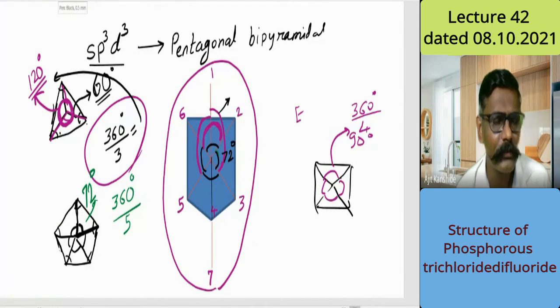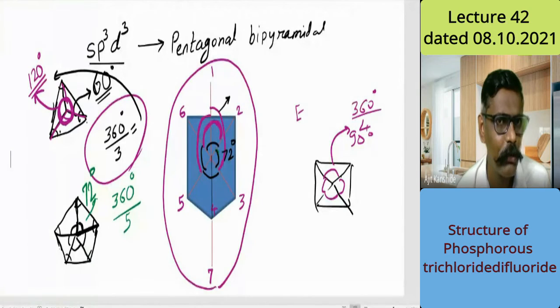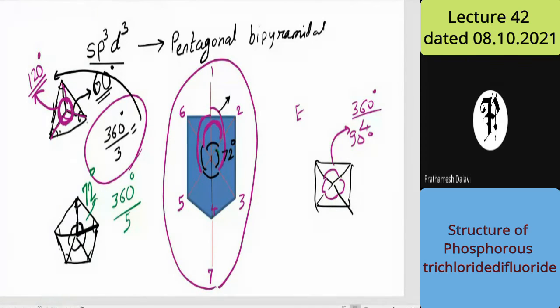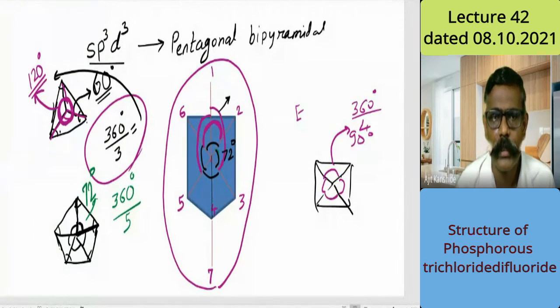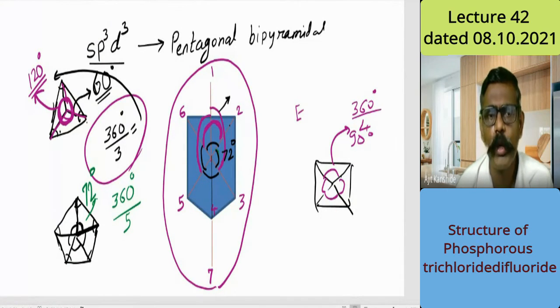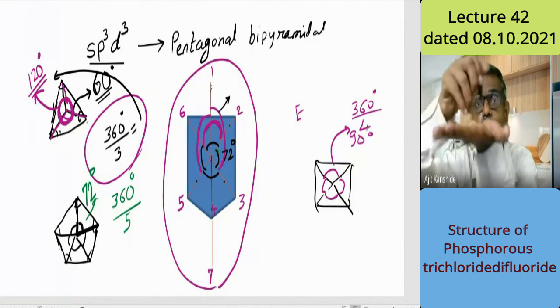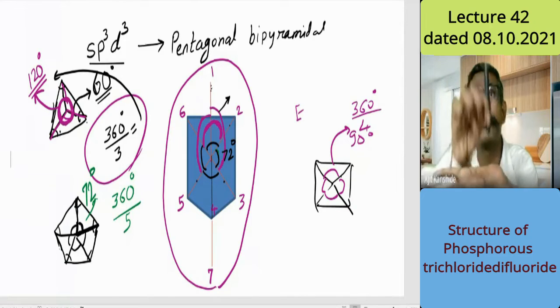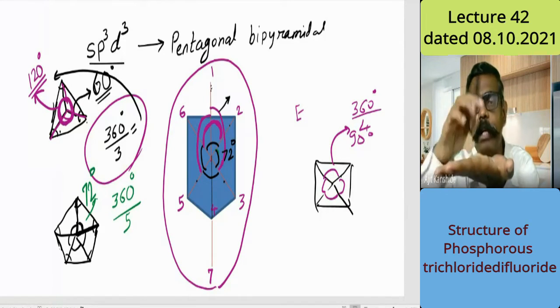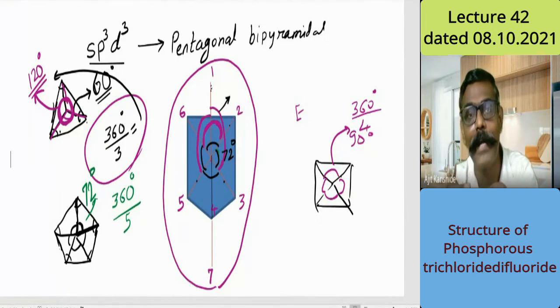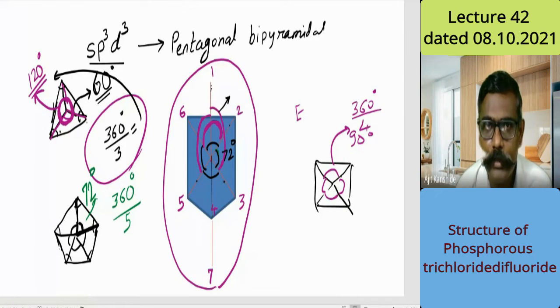Sir, repeat once. Okay. Prathamesh, I am asking position number 1 and position number 2, what is the angle? Or position number 1 and position number 3, or 1 and 5, or 1 and 6, what is that bond angle? It's a pentagon and one bond is up. My simple question: what is the angle between the plane of the pentagon and that upper bond? Is that question clear, Prathamesh?